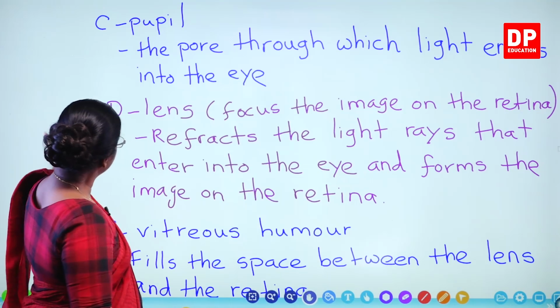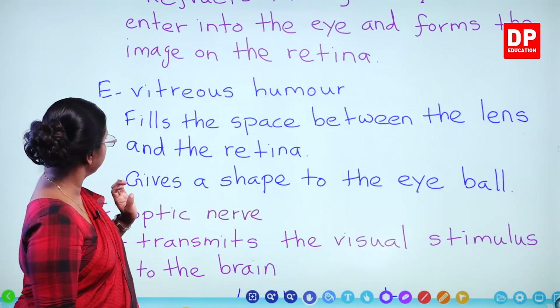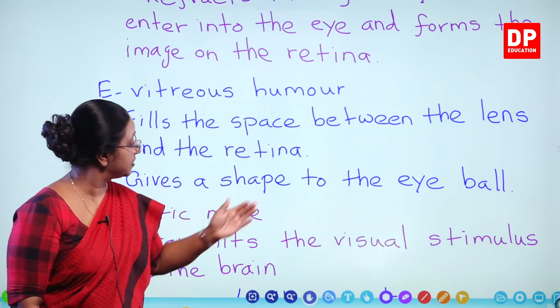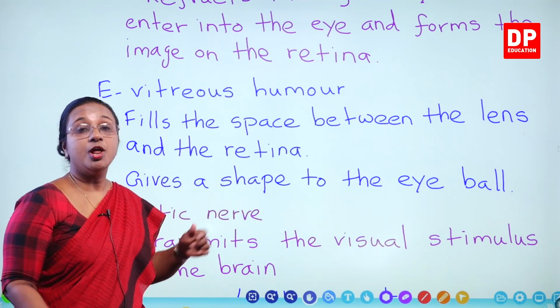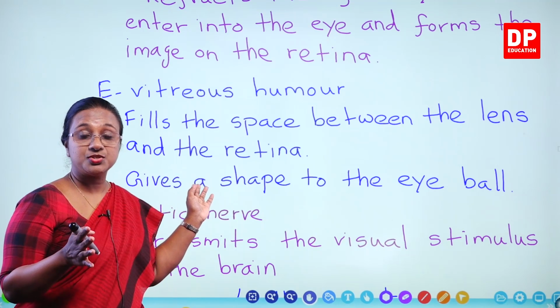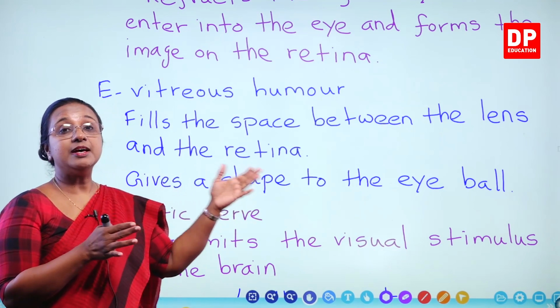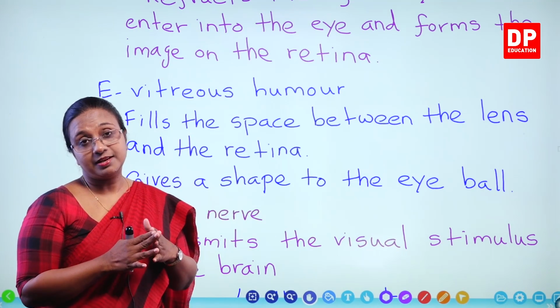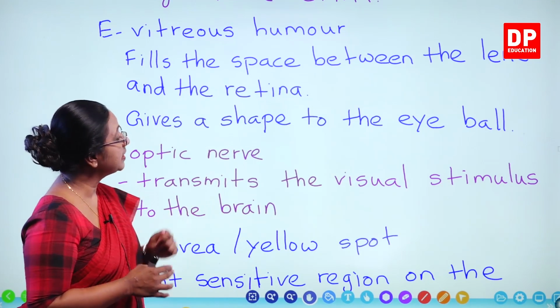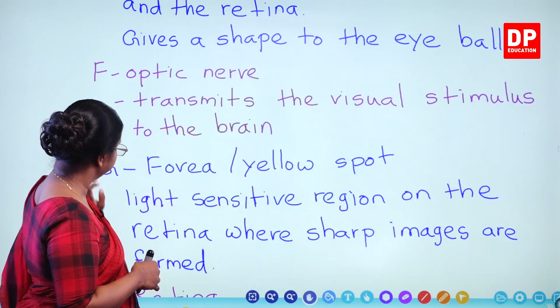Then we have E, vitreous humor, fills the space between the lens and the retina, and it gives a shape to the eyeball. Or instead of saying fills the space between the lens and retina, you can also say present between the lens and the retina. That is also fine. Then optic nerve transmits the visual stimulus to the brain.